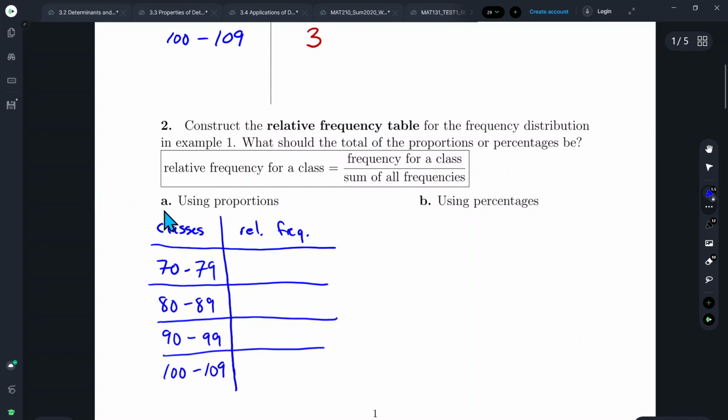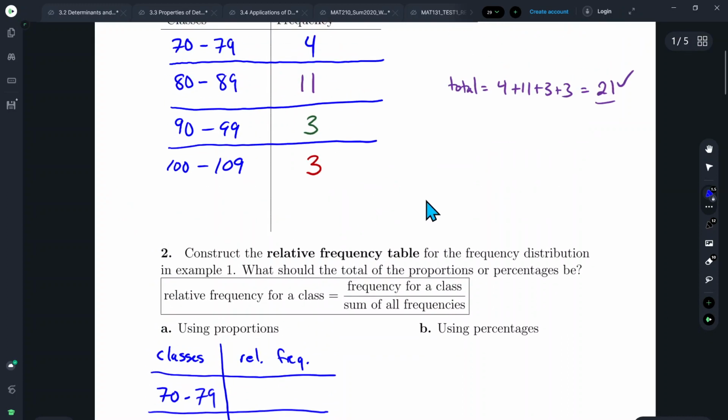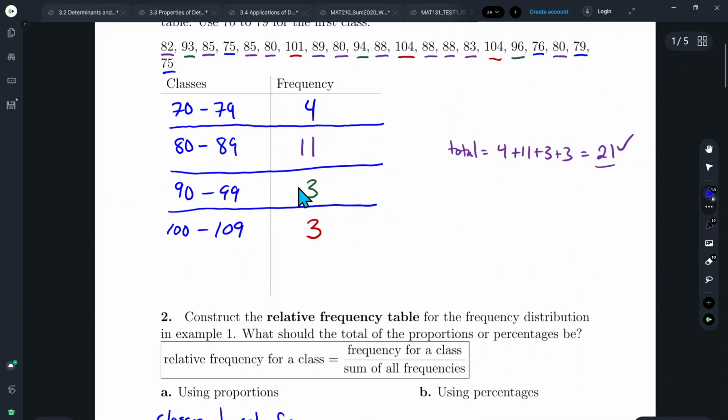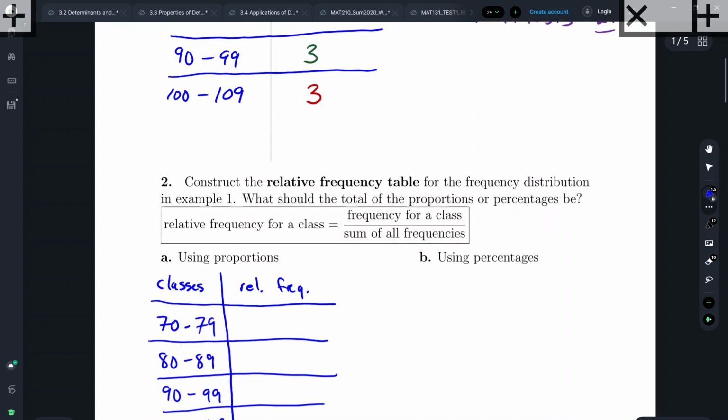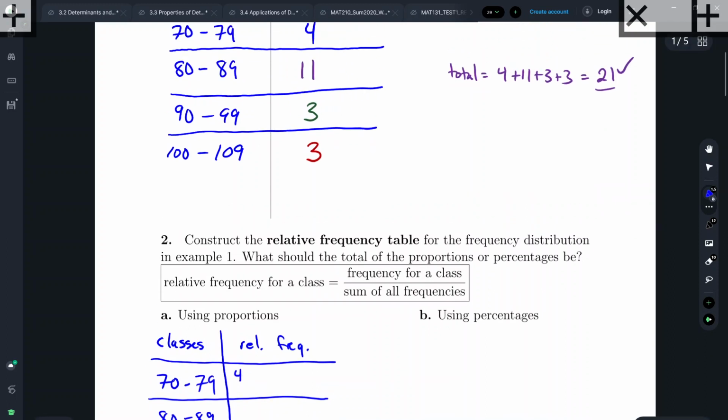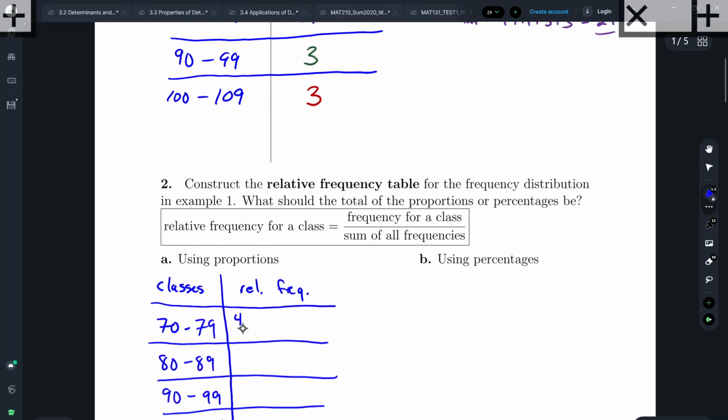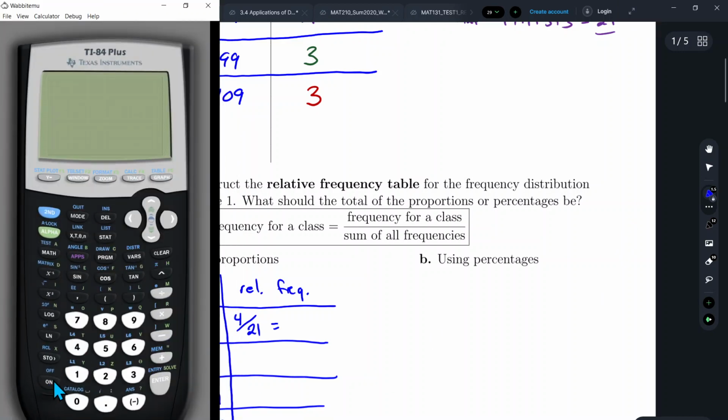Okay, so now how do I calculate the relative frequency? We take each individual frequency and divide it by the total. Here the total is 21. So the first calculation would be 4, which was the frequency for the first class, divided by 21. Okay, so let's calculate that.